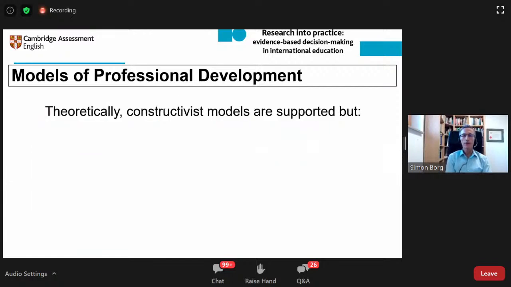Now, if we look at the literature, clearly, constructivist models are supported in the literature today. There's a lot of support for these models.